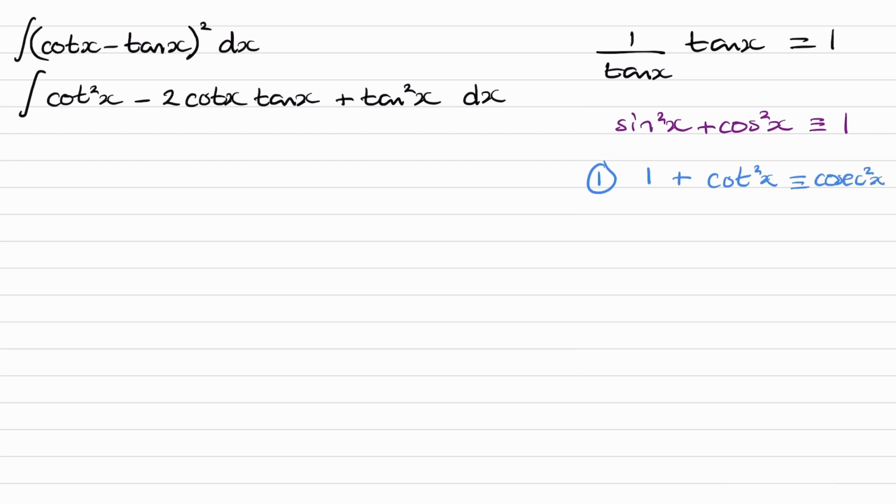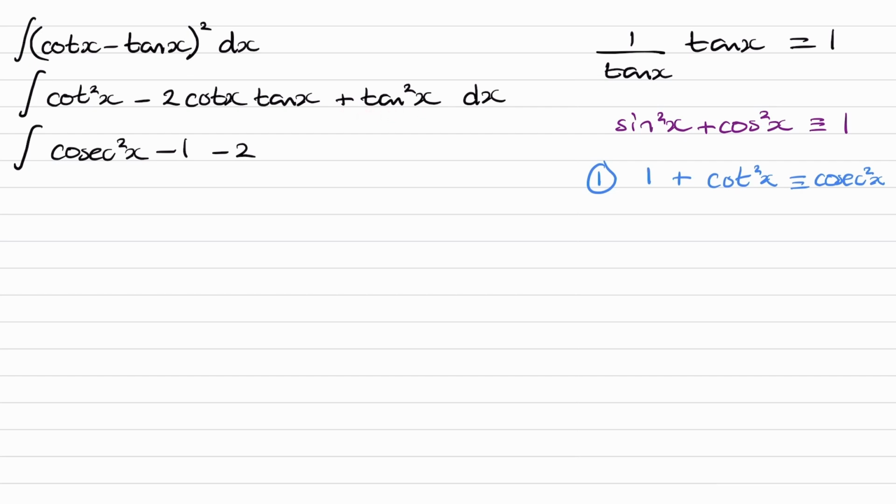We're going to use that to change the cot squared x that we have here into, so rearrange this equation for cot squared x. Cot squared x will then be cosec squared x minus 1. So I might actually just write that down here. So the cot squared x becomes cosec squared x minus 1. And then the minus 2 cot tan x, as before, becomes minus 2.